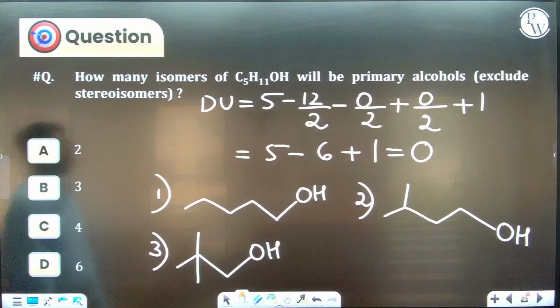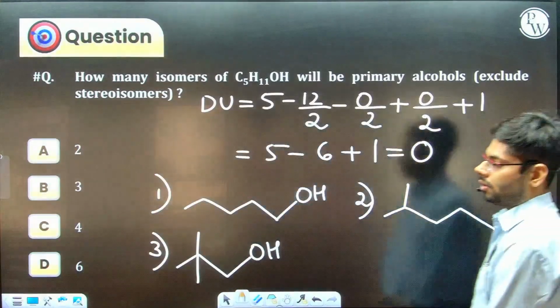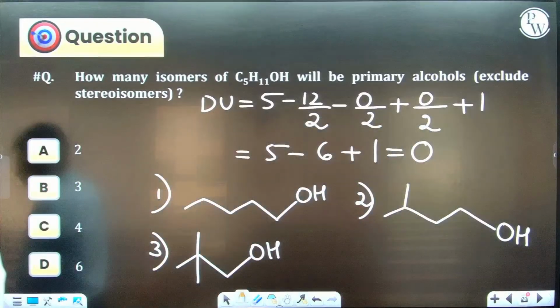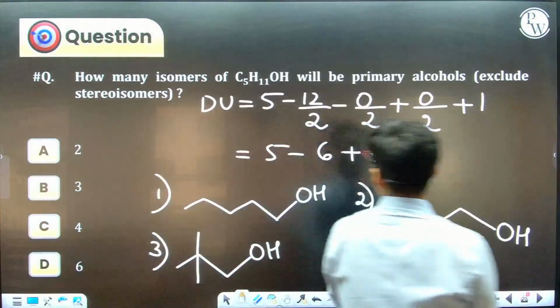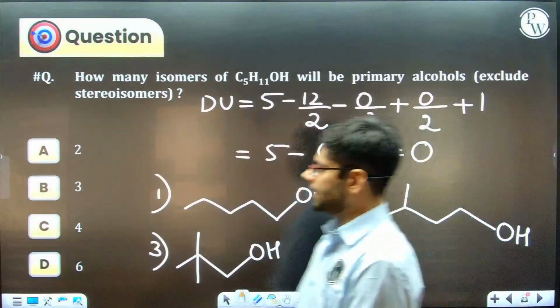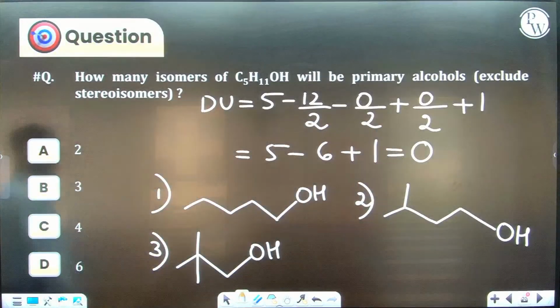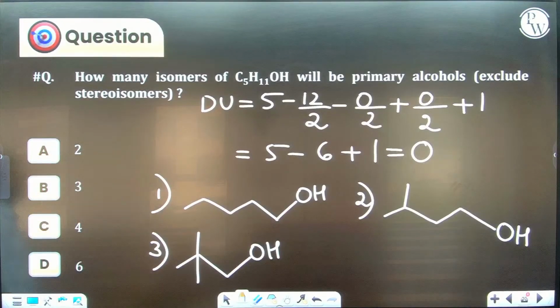We are not supposed to talk about stereoisomerism here, exclude stereoisomers, right? So for solving such a question, we must draw the structural isomers. So how many 1 degree alcohols are possible which have the formula C5H11OH? The thing is, first we have to find out DU, and after DU, we'll start drawing.